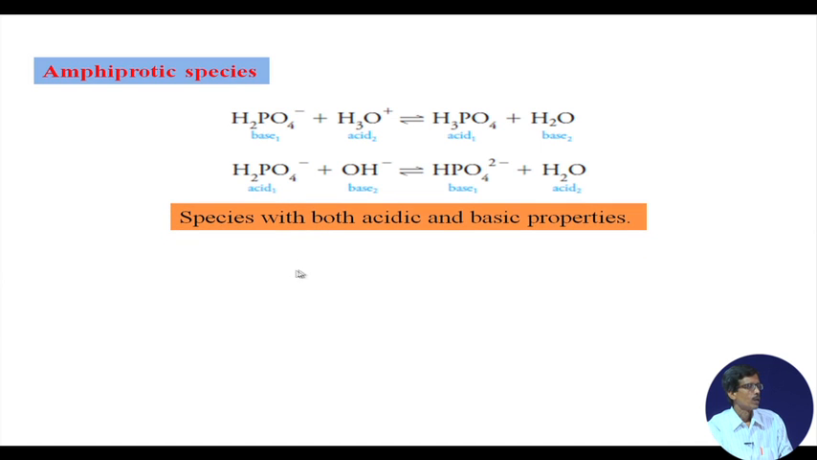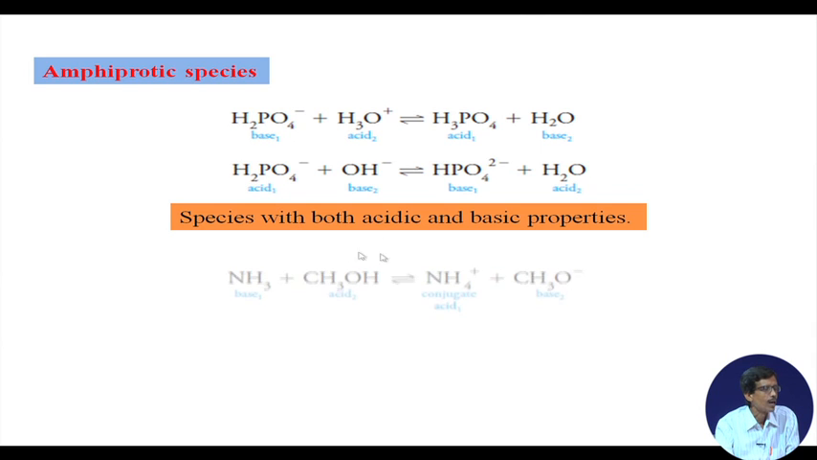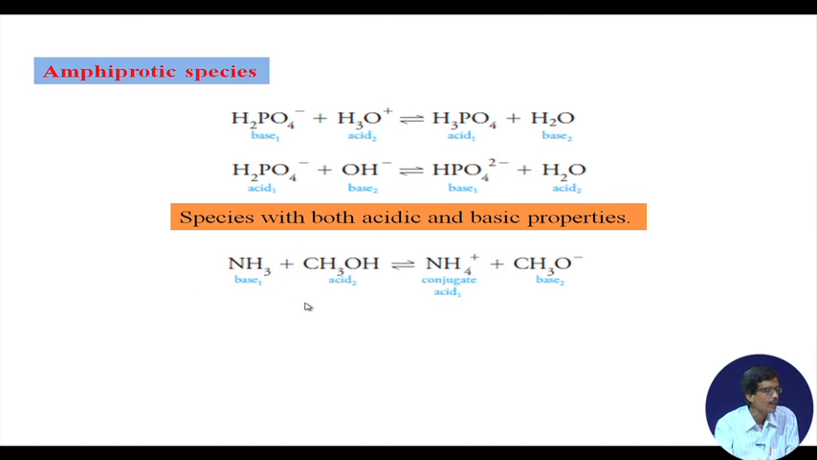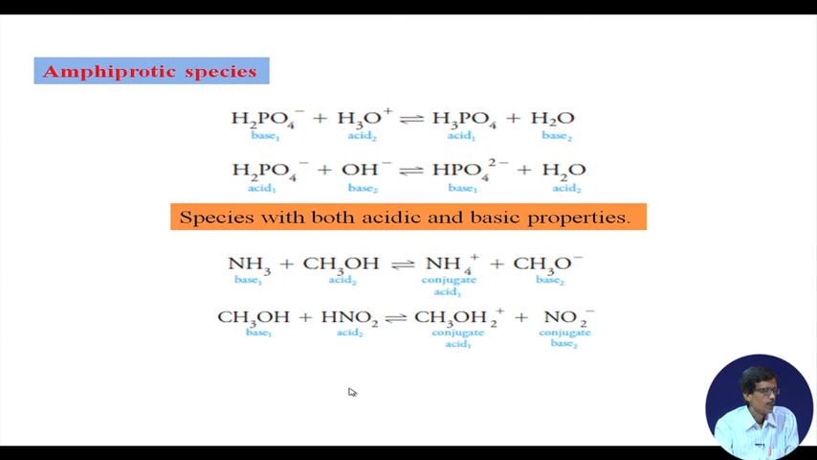So, if it has both acidic and basic properties, you get an amphiprotic species like that of water, like that of H2PO4 minus. So, these are the examples. In another example, we find that ammonia is reacting with methanol and the methanol is reacting with the corresponding nitrous acid. So, these two are the common thing, here also these two were common. So, in one case it is functioning as a base, in another case it is functioning as an acid. Similarly, here also one is functioning as an acid and another is functioning as the base.